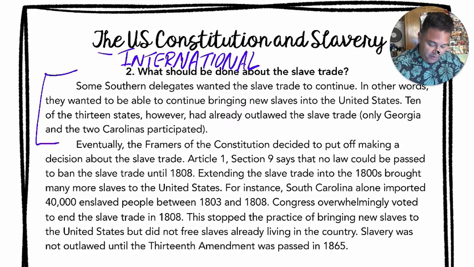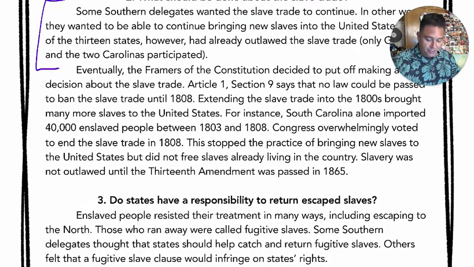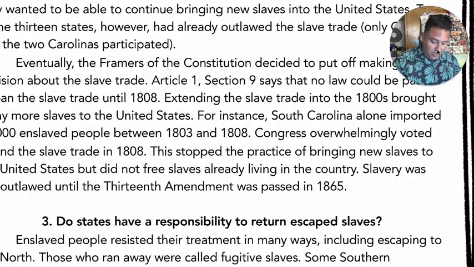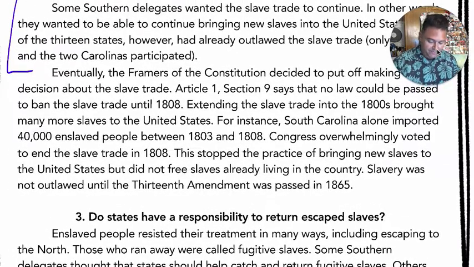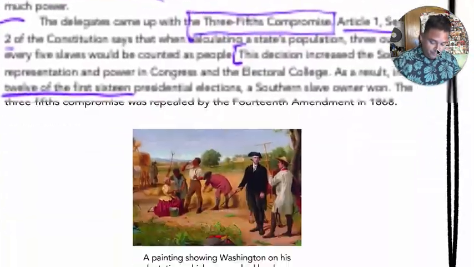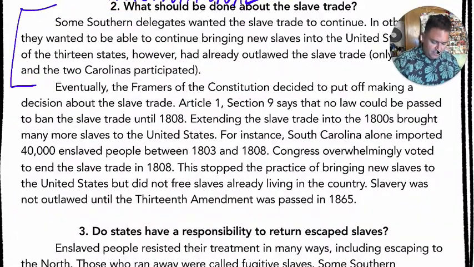Again, this is from other parts of the world. After the international slave trade was abolished, the interstate slave trade, in other words, trading slaves in between communities and in between states, still continued. But the international slave trade is what we're talking about right now. Eventually, the framers of the Constitution decided to put off, they basically kicked the can down the road, right? Decided to put off making a decision about the slave trade. Okay, so let's go back. How long? They put it off until 1808.